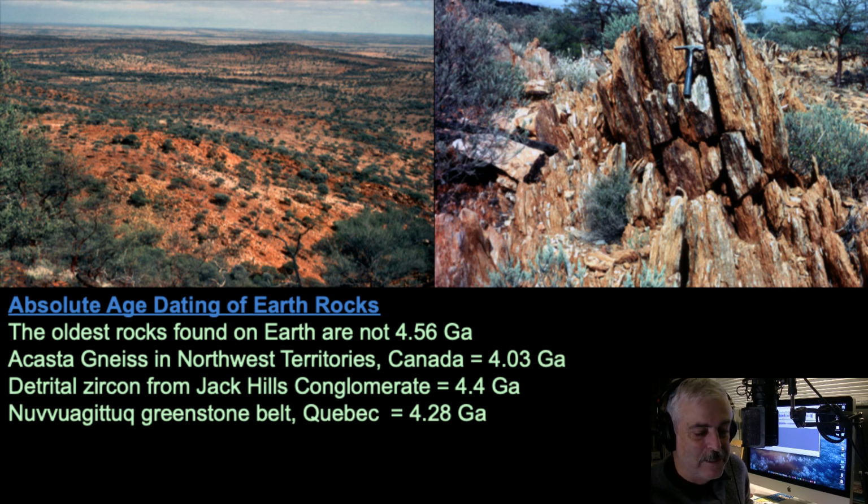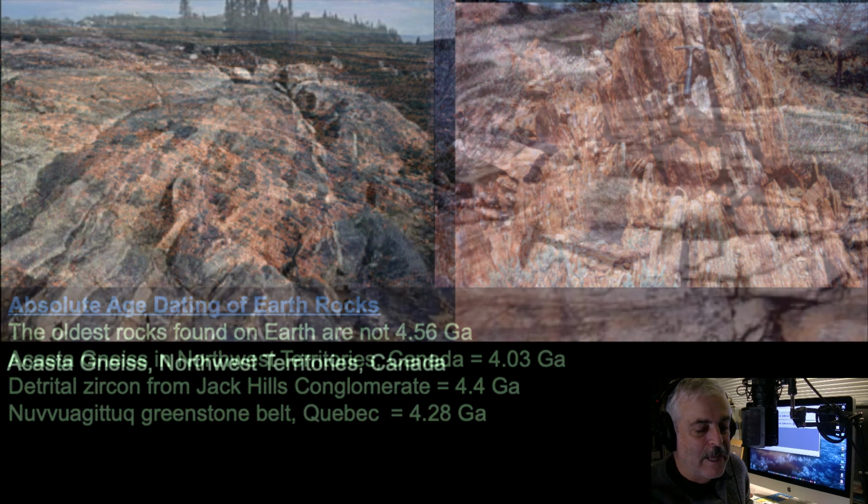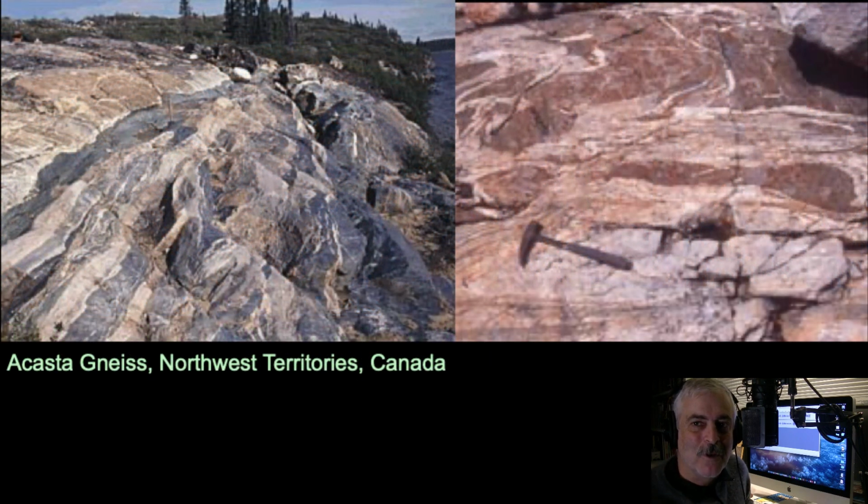Now I'm going to show you pictures of these other two too. So there's also the Acasta gneiss. That used to be the oldest known rock on Earth at 4.03. And in fact, not having rocks older than that makes a lot of sense if we did have this impact that created the moon. And then lastly, in this greenstone belt, now this is where you had to use the samarium neodymium, but that's in Quebec. They measured the age from the samarium neodymium as 4.28 in that one.